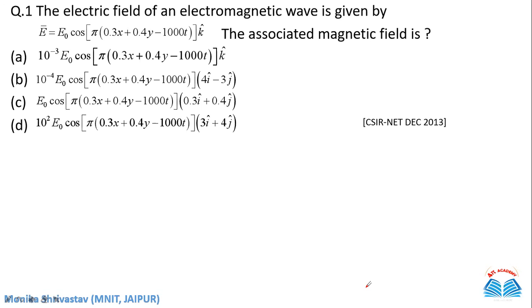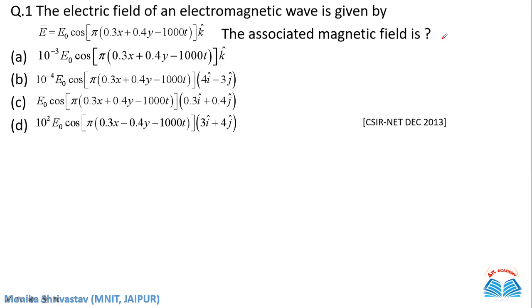So this is your first question. The electric field of an electromagnetic wave is given by, in this question, a term for the electric field. The associated magnetic field is asked. The electric field is given and the magnetic field is asked. This question was from NET December 2013, and many questions like this come in exams. They can give you the magnetic field and ask for the electric field, or give you the electric field and ask for the magnetic field. For GATE, for NET, for JEST, and for BARC, this question is a must in your paper.